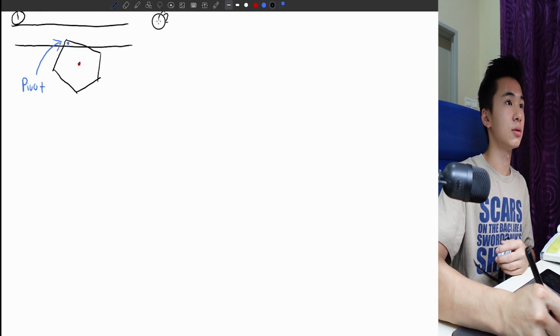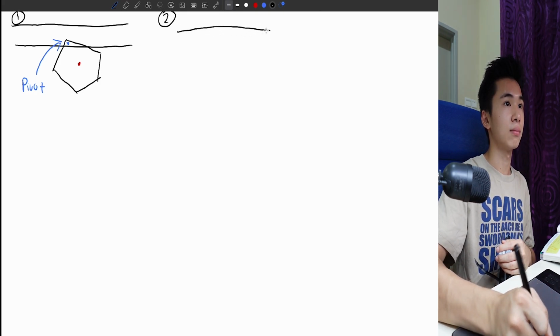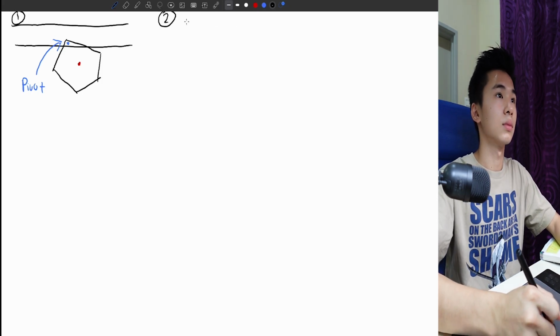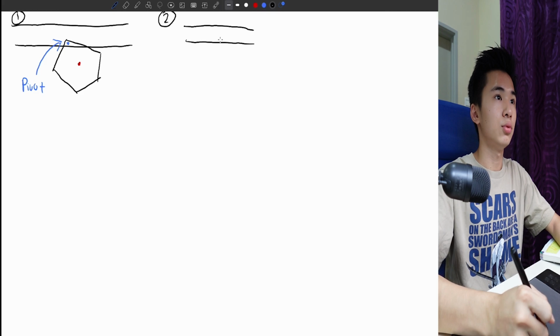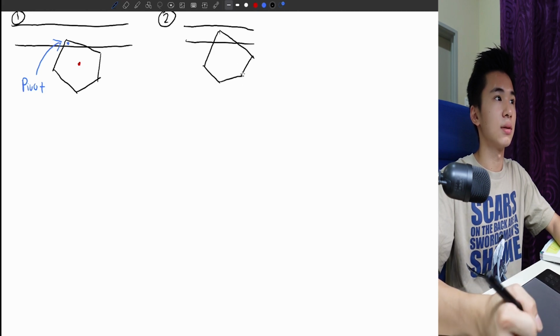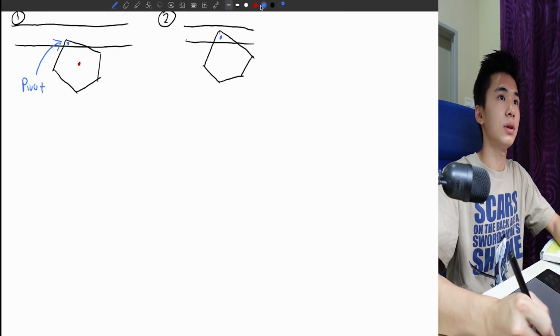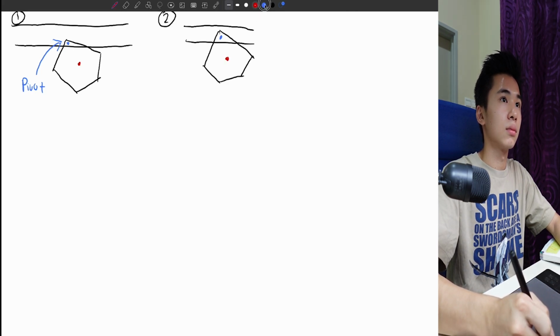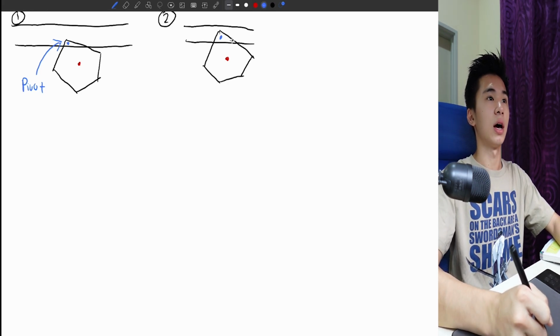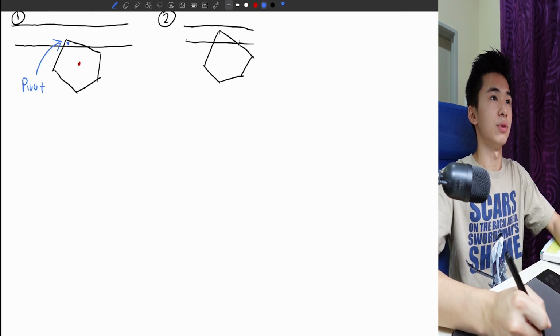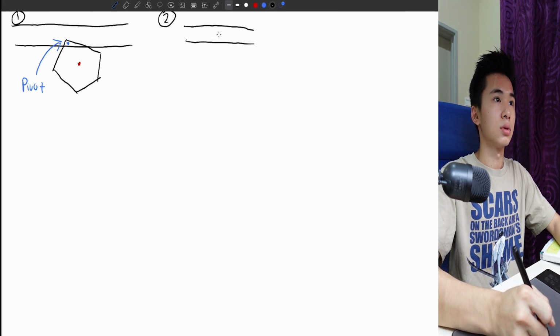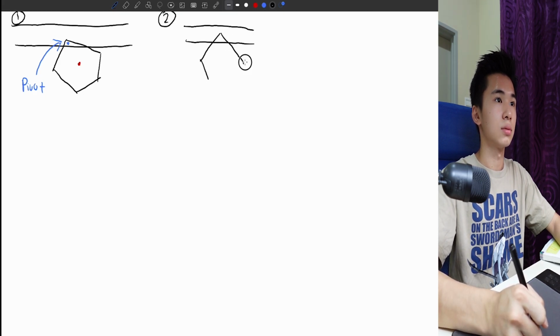So this will be our first picture. Our second picture, or second drawing, and again, a wood. And our card, a pentagon card, which has five sides in it. Okay. This is just a rough drawing of it. Okay, this is our pivot. Let me just erase this. So this will be our pivot. And the center of mass is here.